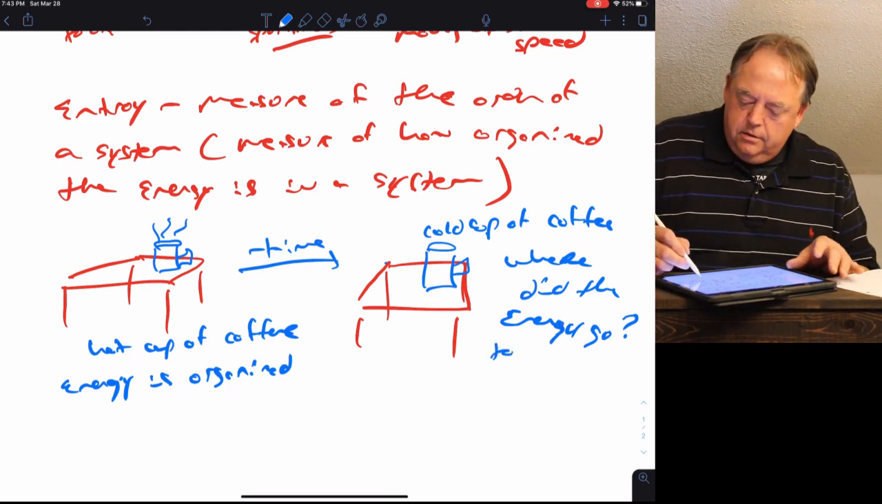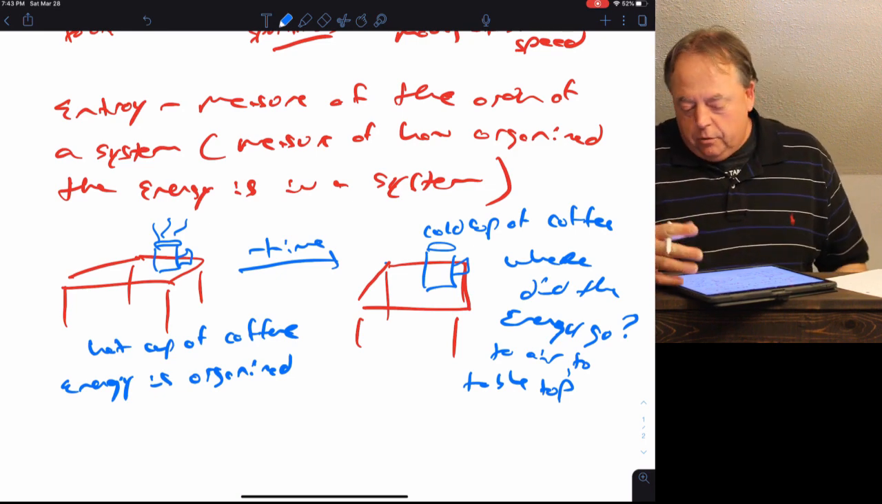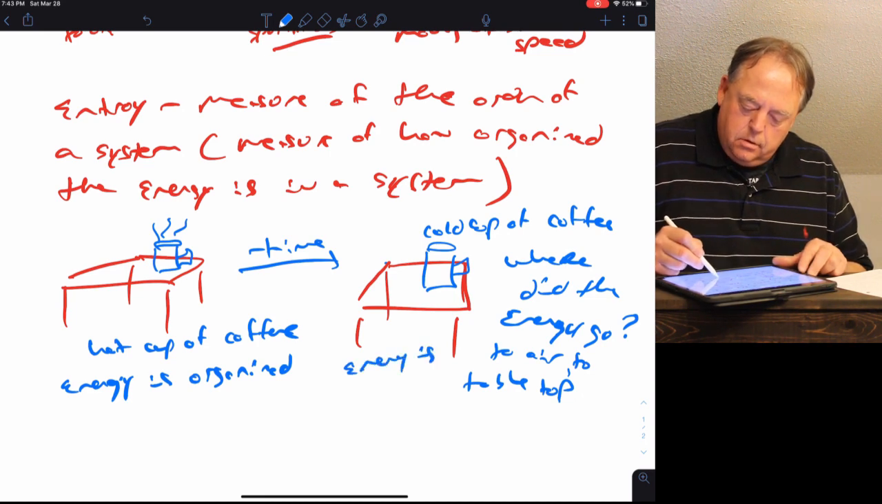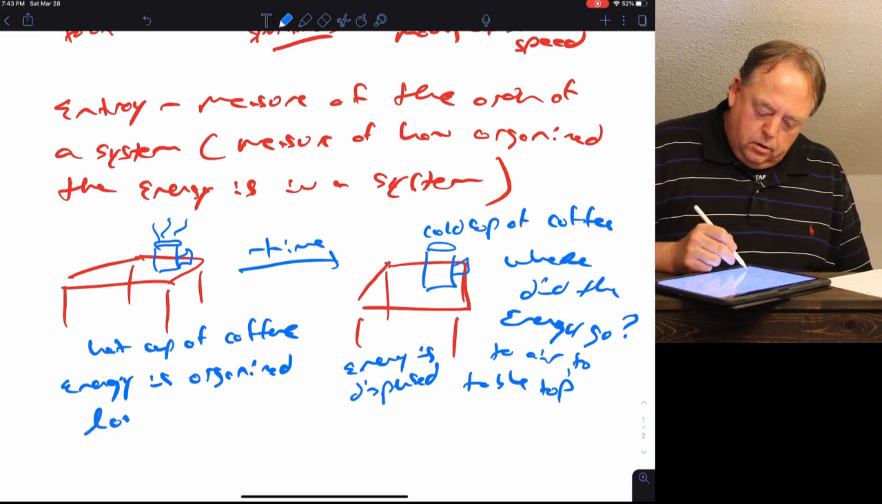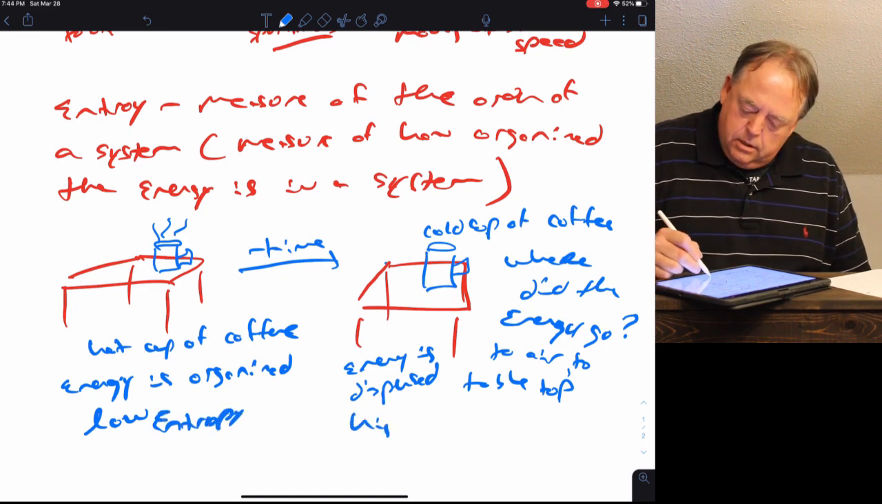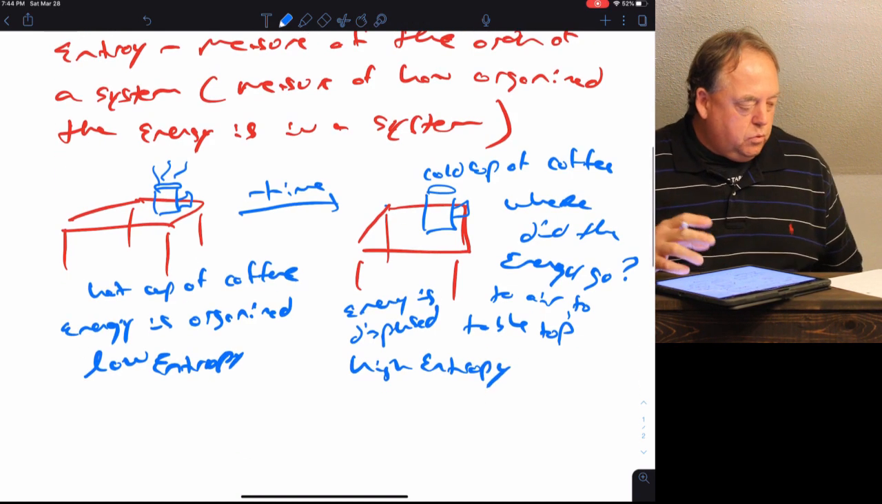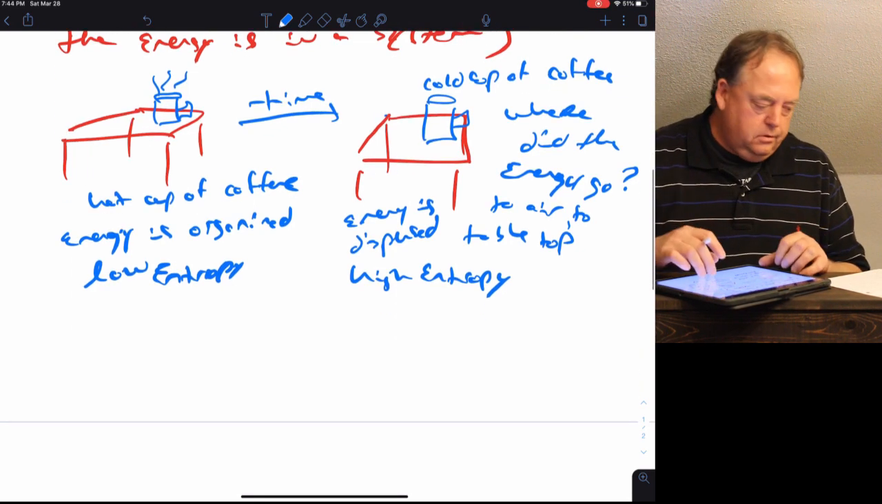The energy went to the air, to the tabletop. Maybe the tabletop's a little bit warmer. The energy went to the air molecules around the coffee cup. So in this case, the energy is dispersed. Right, so in terms of entropy, this would be low entropy, and this would be high entropy. So low entropy is when the energy is organized, and high entropy is when the energy is more dispersed.